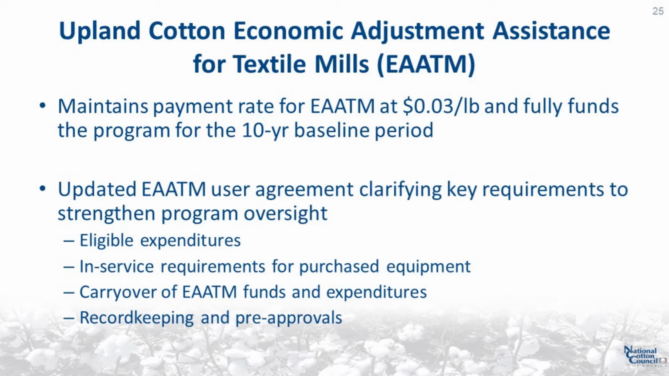Another important Title I cotton program is the Economic Adjustment Assistance for Textile Mills, or EAATM. The 2018 Farm Bill maintains the payment rate at 3 cents per pound and fully funds the program for the 10-year baseline period. The EAATM user agreement was updated and key requirements were clarified to strengthen program oversight, including eligible expenditures, in-service requirements for purchased equipment, carryover of EAATM funds and expenditures, and record keeping and pre-approvals.